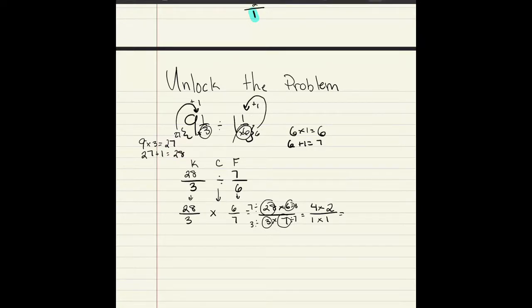And now I can just multiply straight across. So 4 times 2 is 8. 1 times 1 is 1. And when we have a whole number with 1 under it, that's the same as just having a whole number. So our final answer is 8.